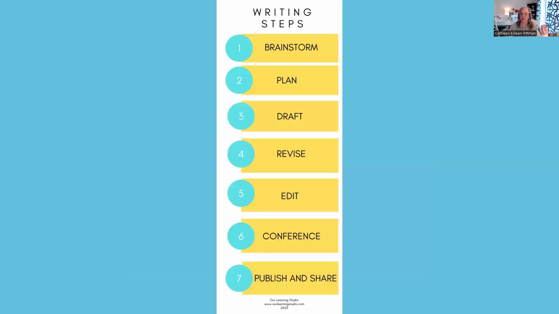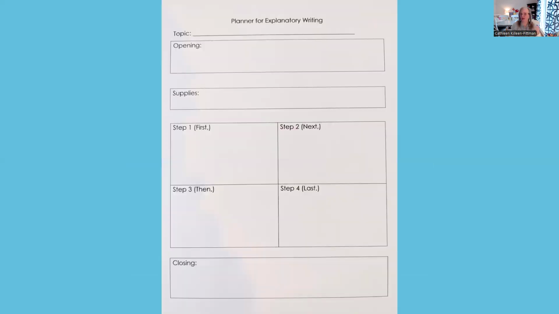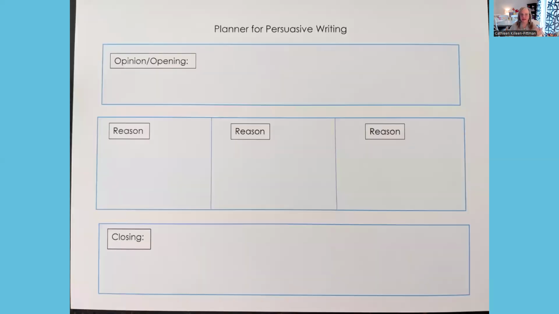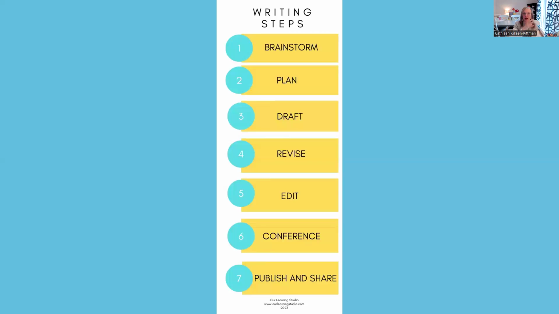So we've brainstormed a topic, brainstormed some thoughts about that topic, and now it's time to plan. It also helps to have visual support for planning. It does not need to be elaborate. Here's a little bit more of a detailed planner with the topic, an opening sentence, the supplies you would need for their explanatory writing, the steps, and on the planner, they're jotting down notes. It does not have to be detailed, elaborate sentences, just notes and an idea for closing. Here's another example of a planner for an opinion piece with three supporting details or reasons for backing up that opinion. And this planner then is the springboard for the draft.